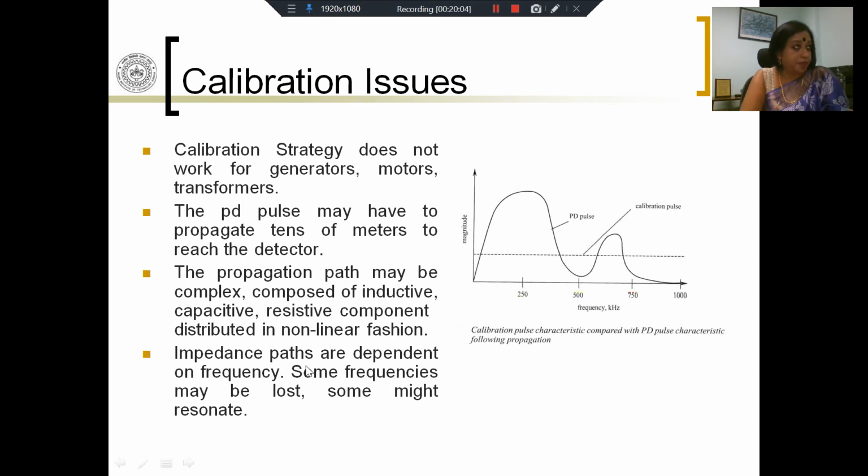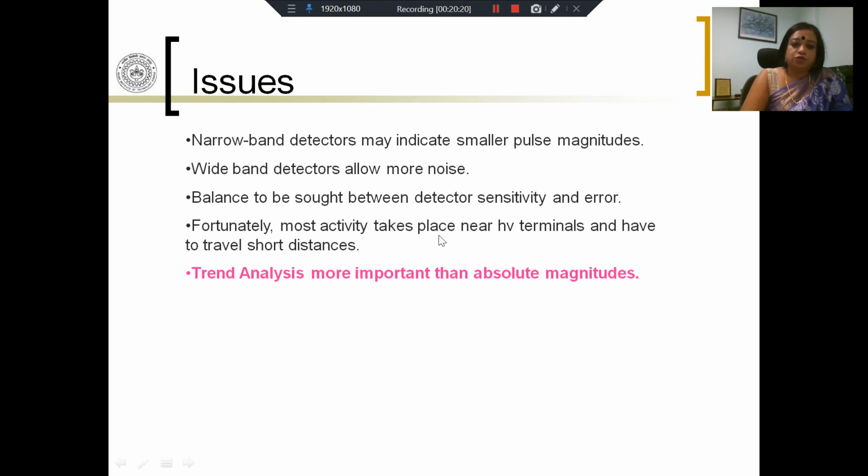Some frequencies may be lost, some frequencies might resonate, and this will all complicate matters. And these problems cannot all be surpassed by using the calibration strategy. So we will have to do something else for that. So to summarize, several issues are there.